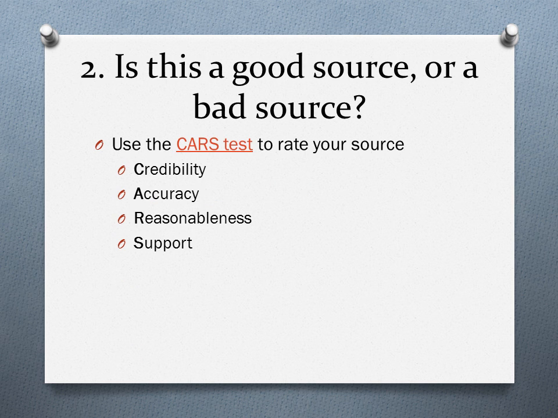So now that you know what kind of sources you want to use and where to find them, how do you tell whether they're any good? The CARS method is a handy acronym you can use to evaluate sources' strengths and weaknesses, and can be particularly useful when looking at websites.